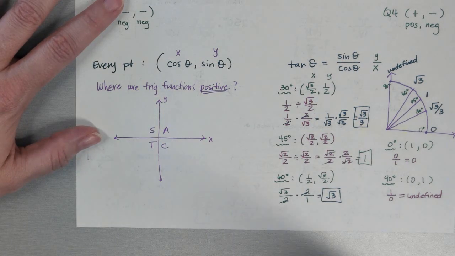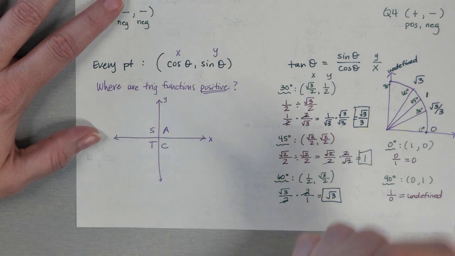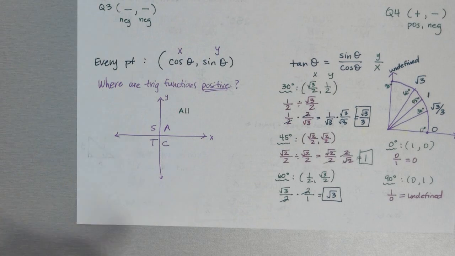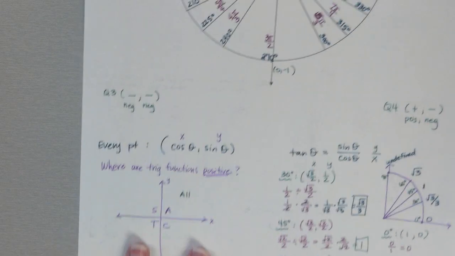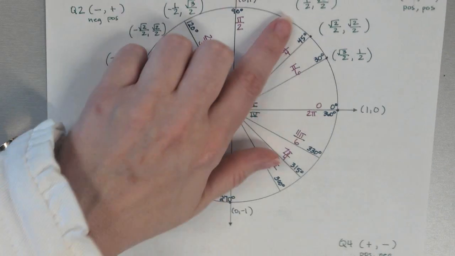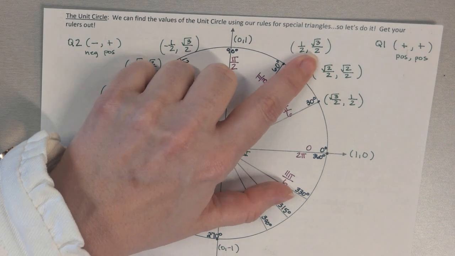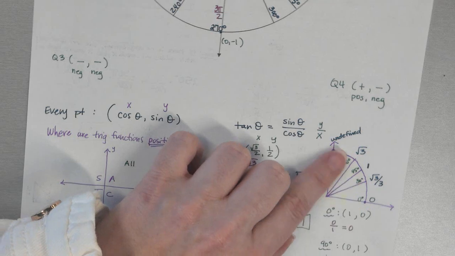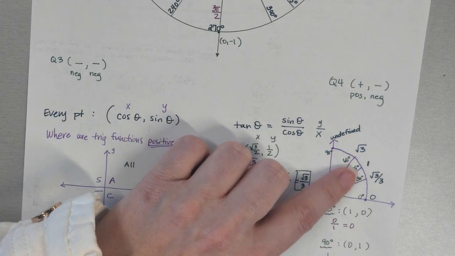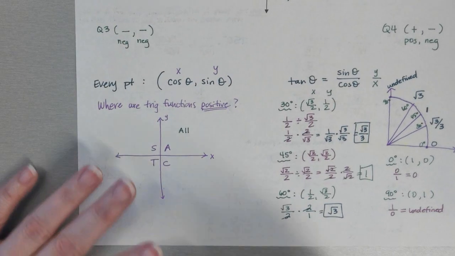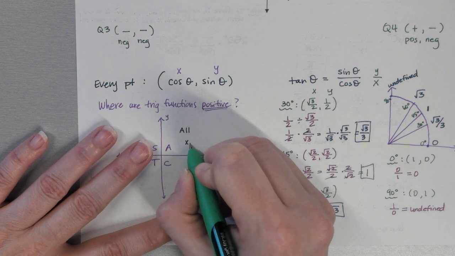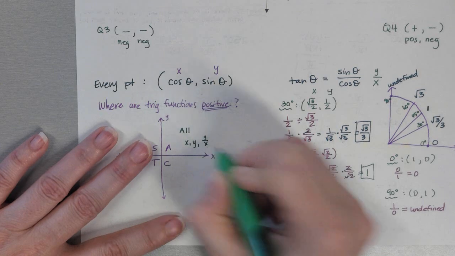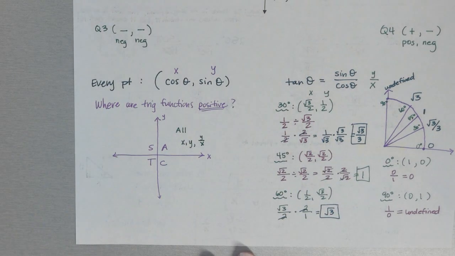So what that means is the A stands for all functions are positive. So if we look in quadrant 1, the x and the y's are both positive, and then we know that all the tangents are positive because we just found those, right? In quadrant 1. Okay, so all the x values are positive, all the y values are positive, and all the tangents are positive, which is y divided by x.